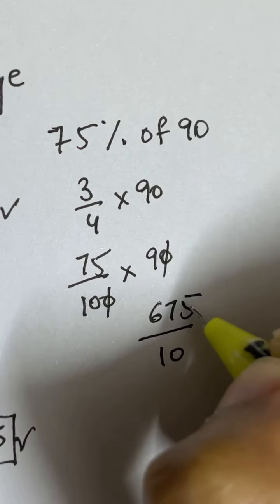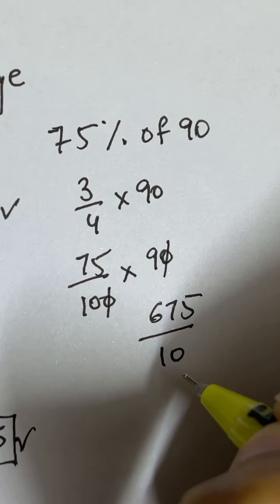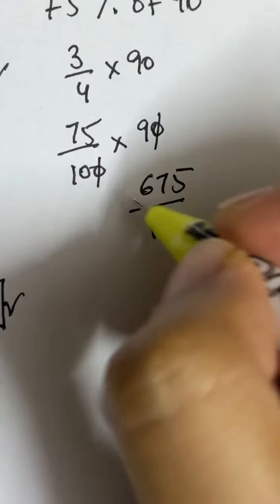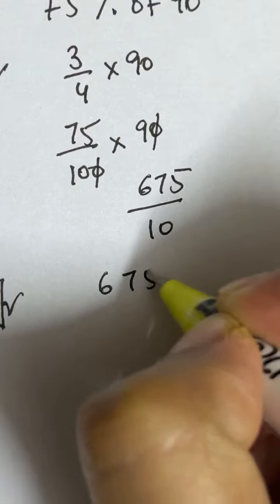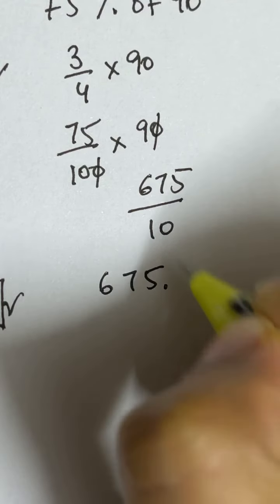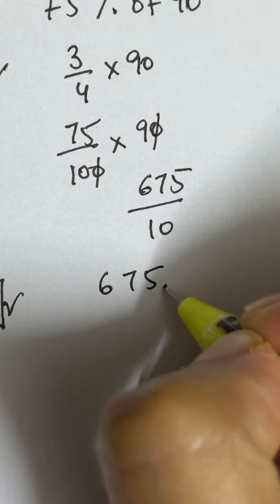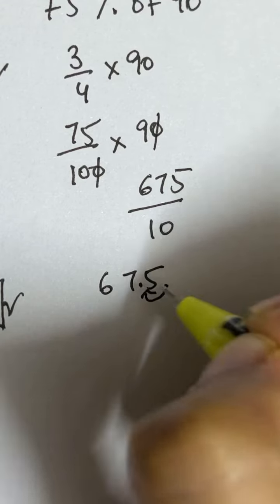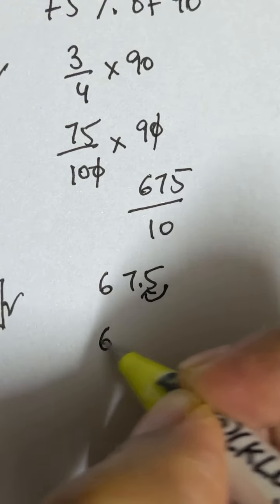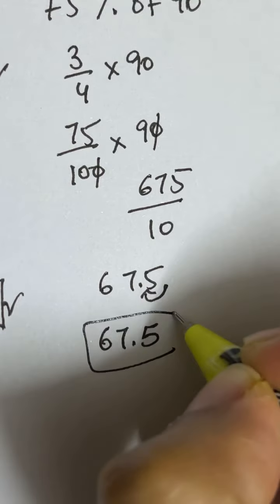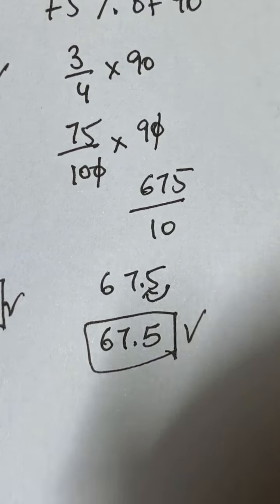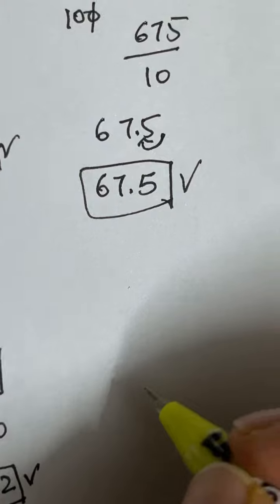675 over 10. So whenever you have a multiple of 10 in the denominator, what do you do? You write the number 675, you place a decimal towards the right. How many zeros are there? 1 zero. Move 1 slot towards the left. So your answer is 67.5. Done.